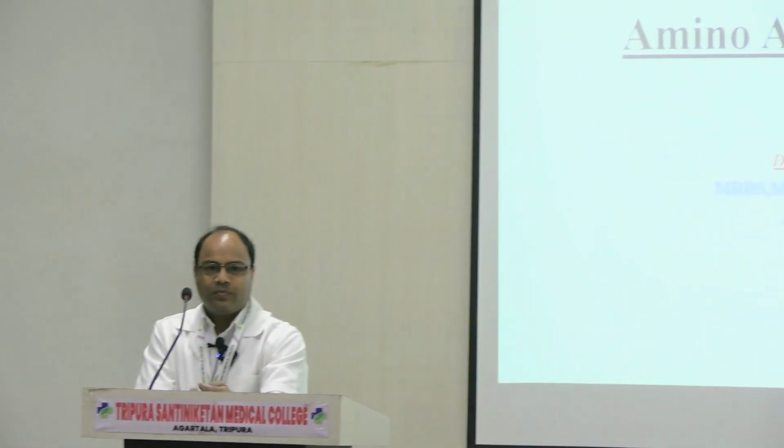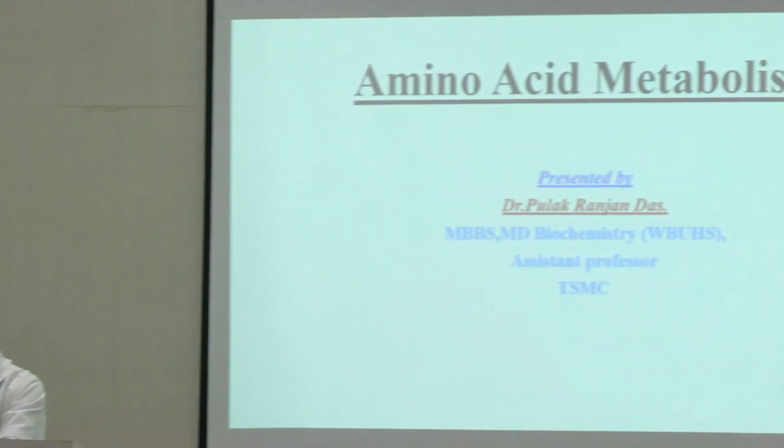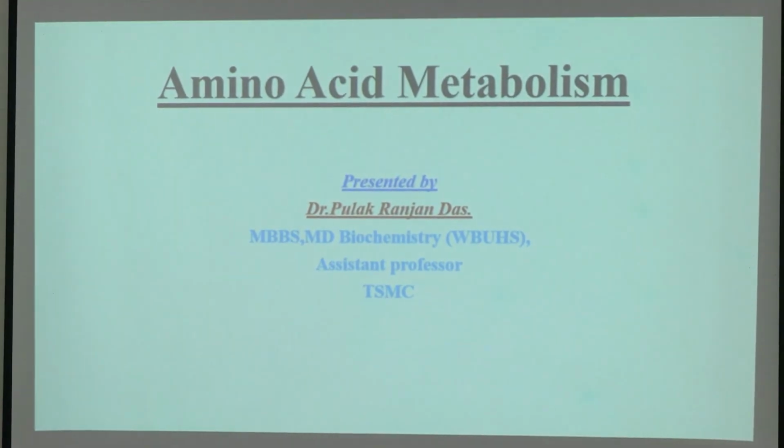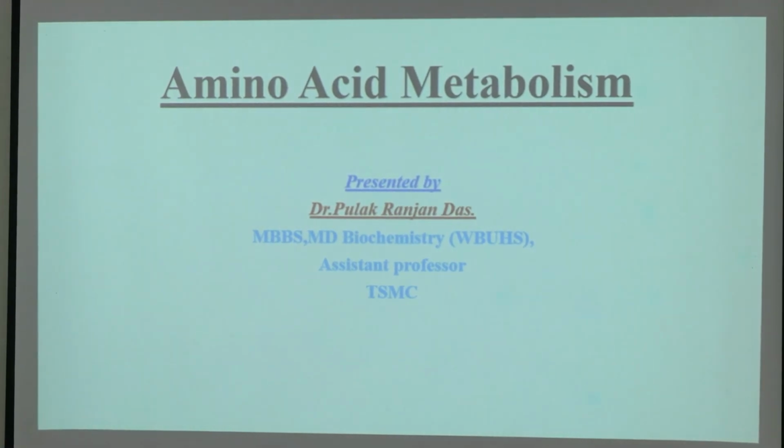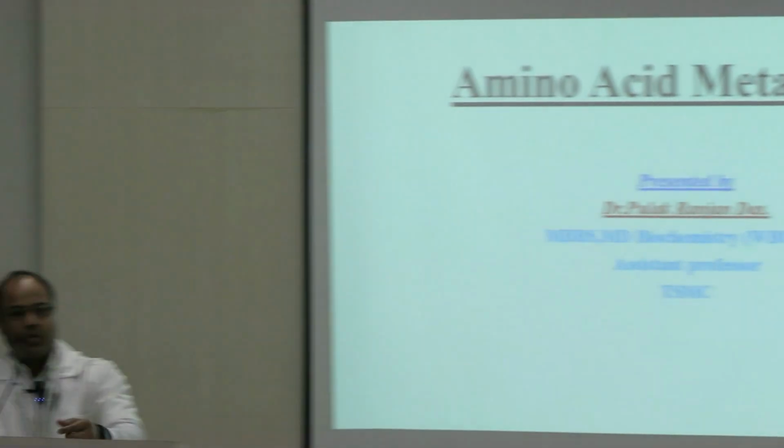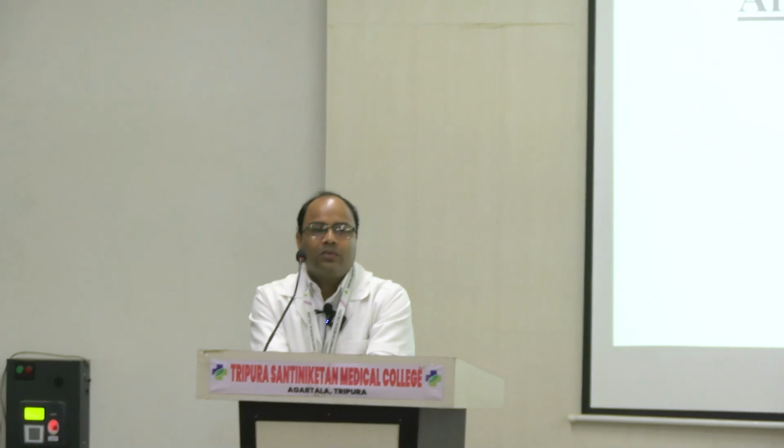Building block of protein. In nature, how many amino acids are there? Total 21. Okay. Among them, how many are essential amino acids? 9. Acha. Non-essential, the rest of them.